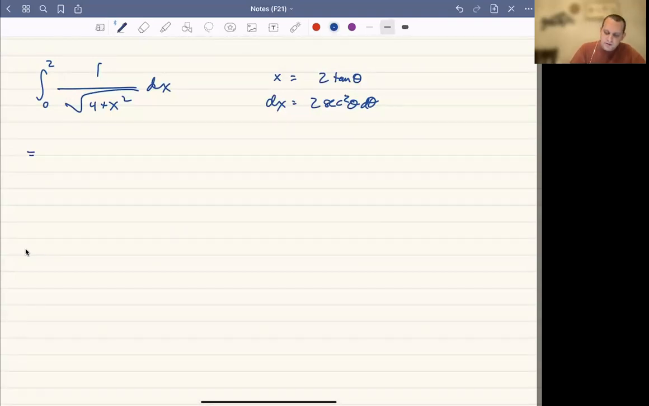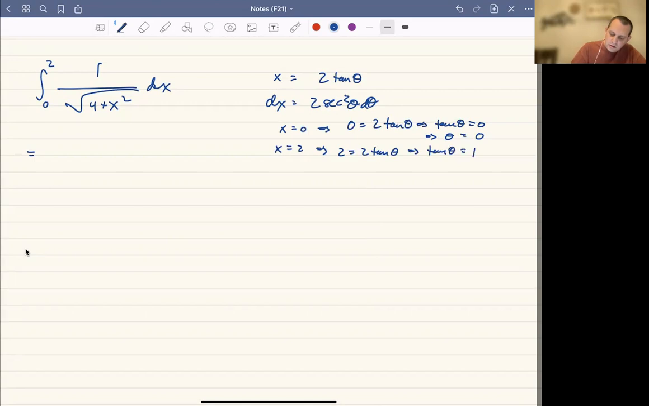And so what we're going to do is figure out, well, if x is 0, what does that mean? Well, that means that 2 times tangent theta is 0, which means tangent of theta is 0, which means that theta itself is 0. And if x is equal to 2, then 2 is equal to 2 tangent theta. That tells you that tangent theta is equal to 1, and therefore theta is equal to pi over 4. And so instead of going from 0 to 2, we're going to go from 0 to pi over 4.